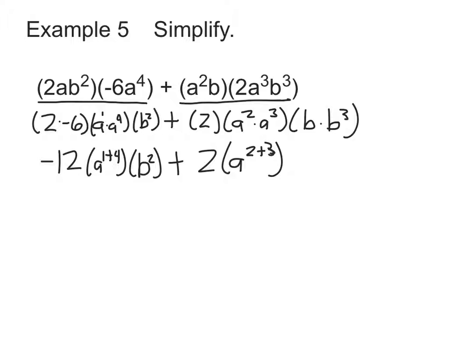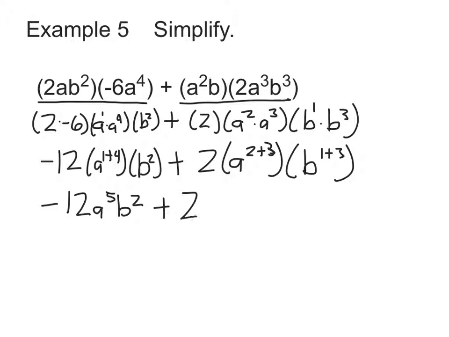And then add these exponents. Remember that 1 is implied on that b. And I have a b, 1 plus 3. And I have a negative 12, a to the fifth, b to the second, plus 2, a to the fifth, b to the 4th. Now I check to see if I can simplify this even more.